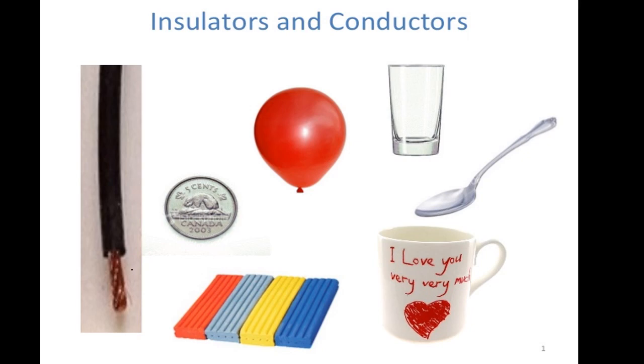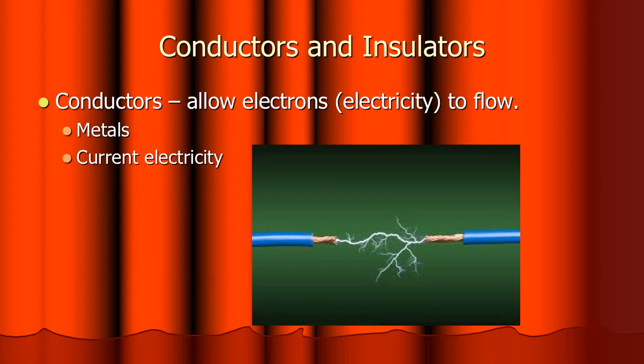So we have metal here, that's a conductor. That electrical wire obviously conducts electricity. We have a piece of metal right there that will conduct electricity. We have a metal spoon right here that will conduct electricity. But these others here are insulators. To insulate something means you don't let it go through. So those will not let electricity go through them. So we have conductors and insulators.